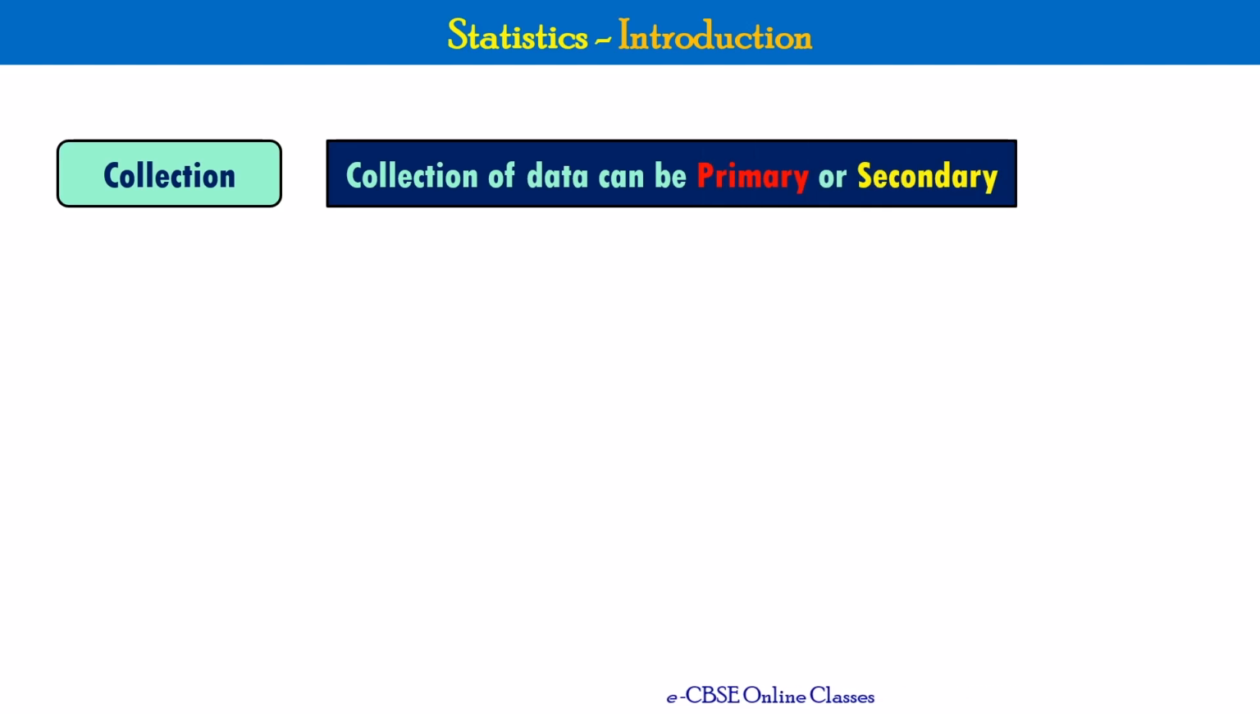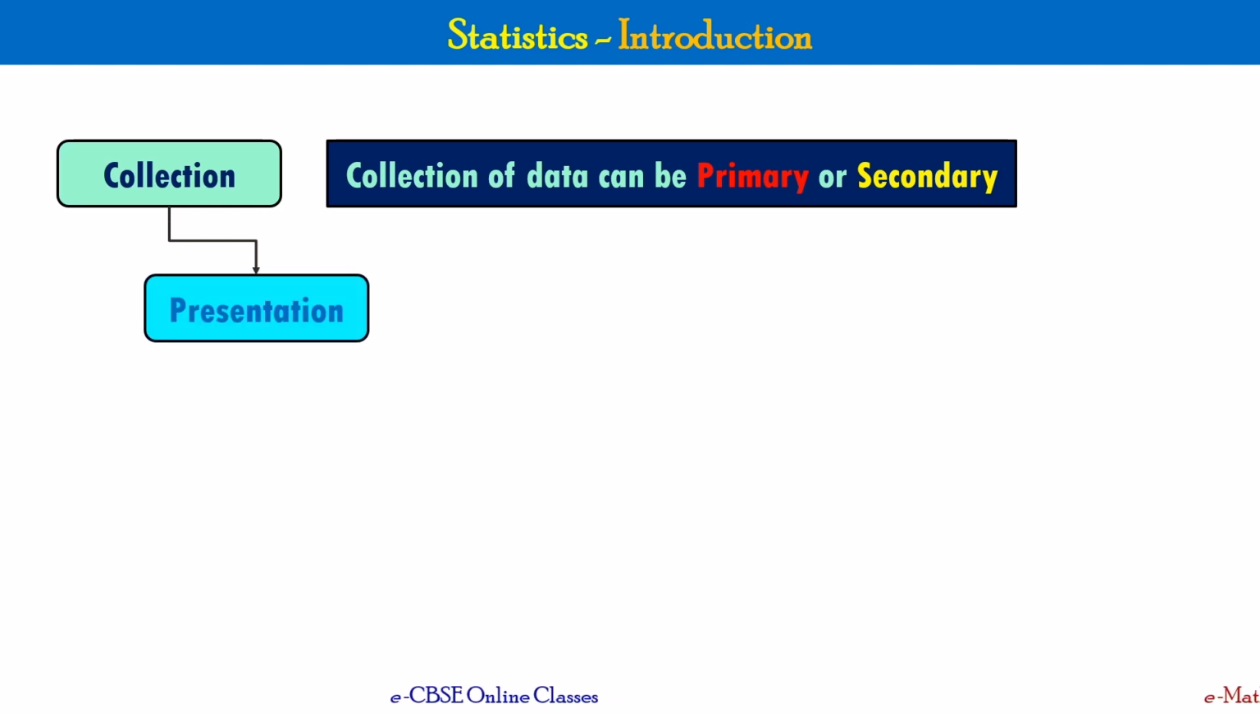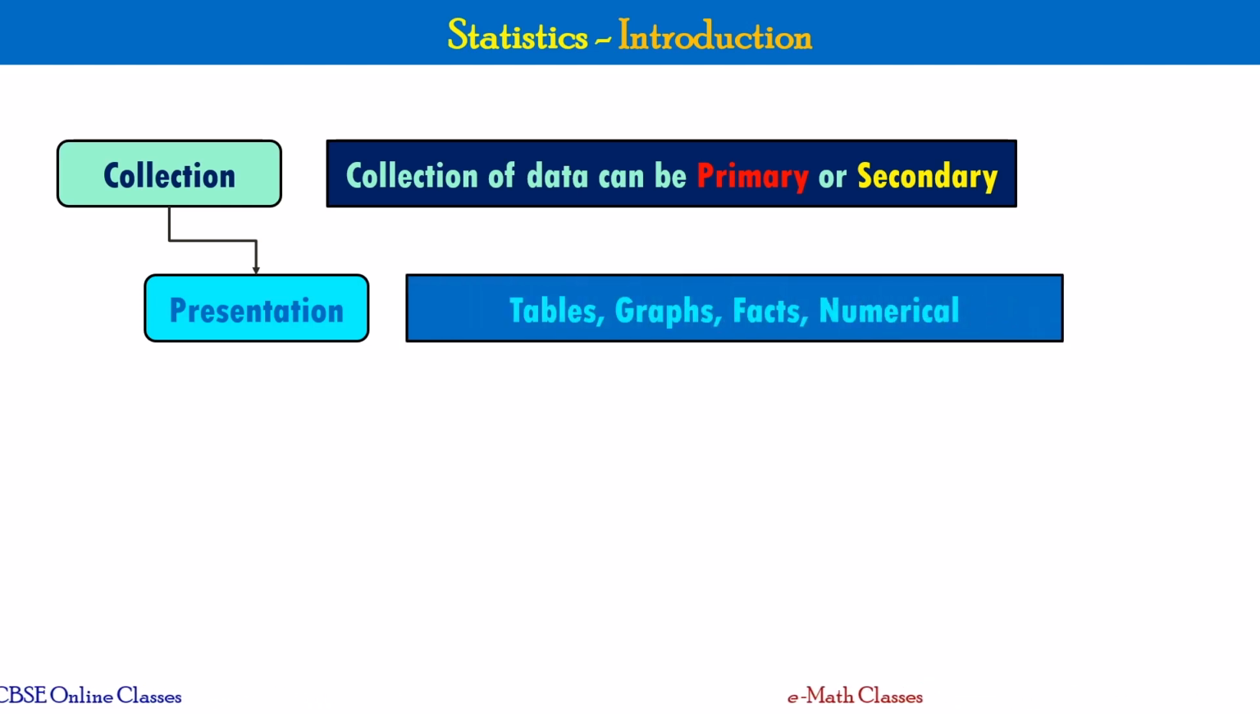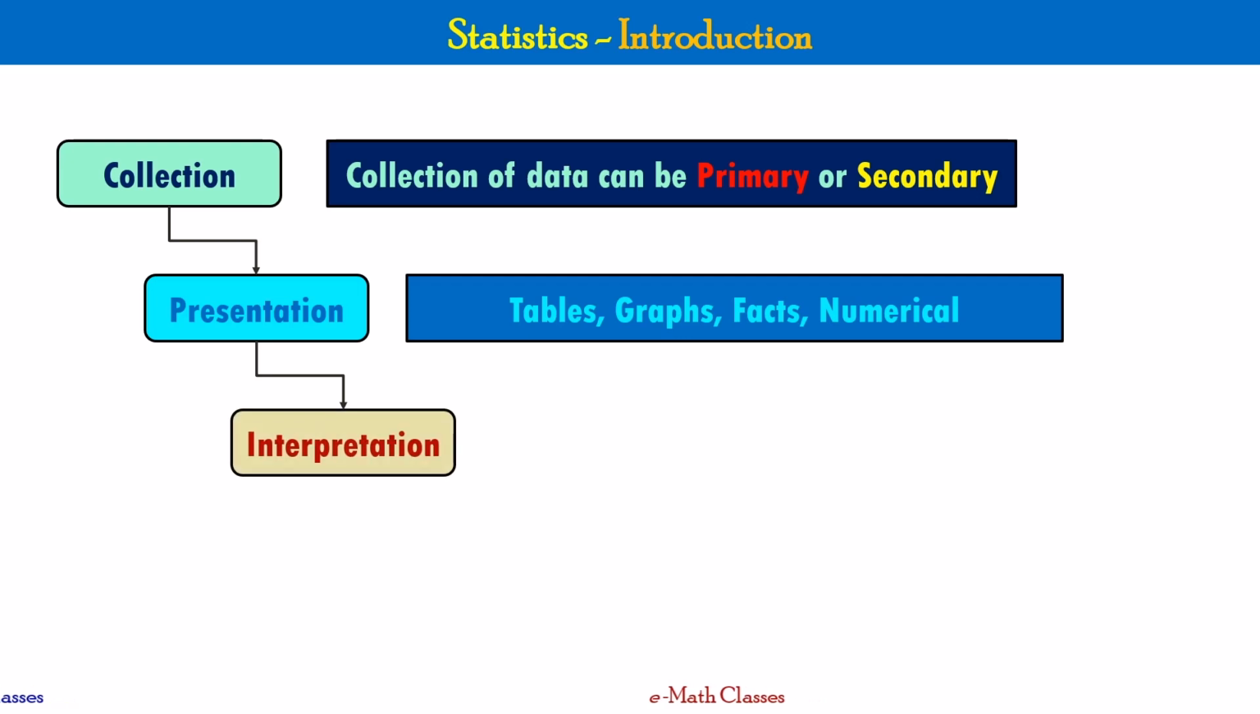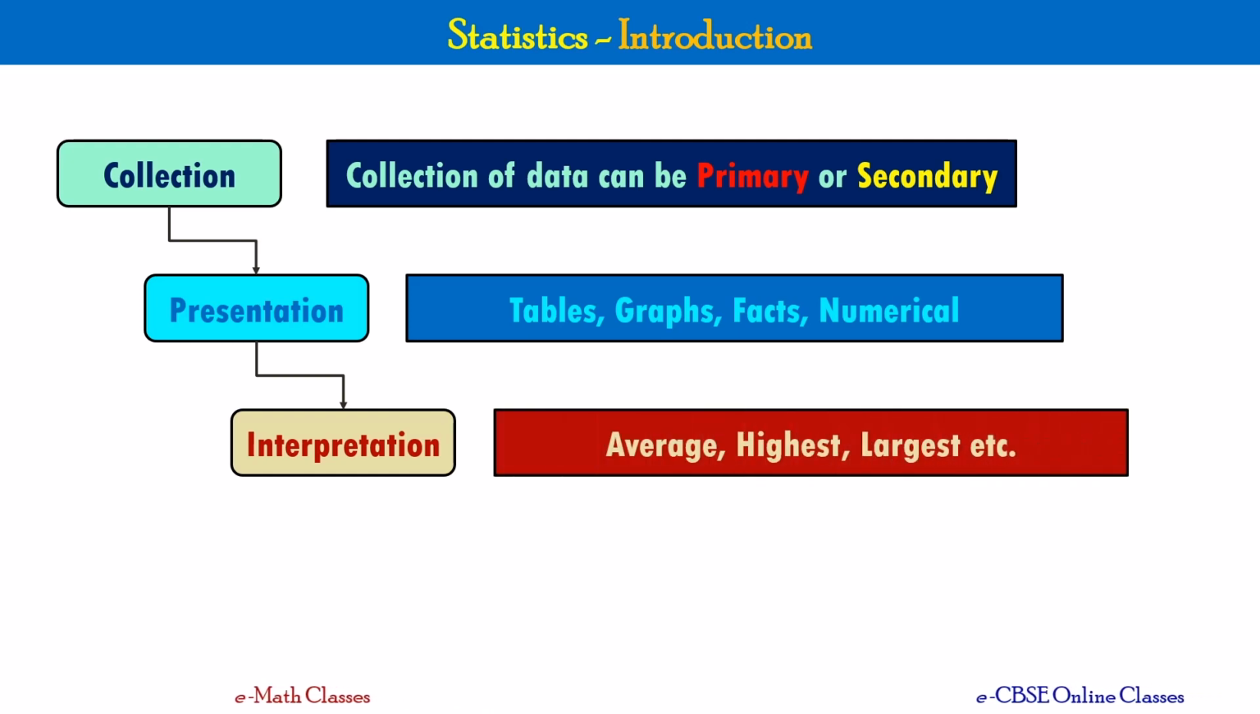The next step in understanding the data is to try to represent. So when you present the data, you may present it in the form of facts, figures, or graphs or numerical tables, correct? And the next step is to interpret. So if I ask you what is the average height in your class, or what is the maximum height, etc., that's called interpretation.